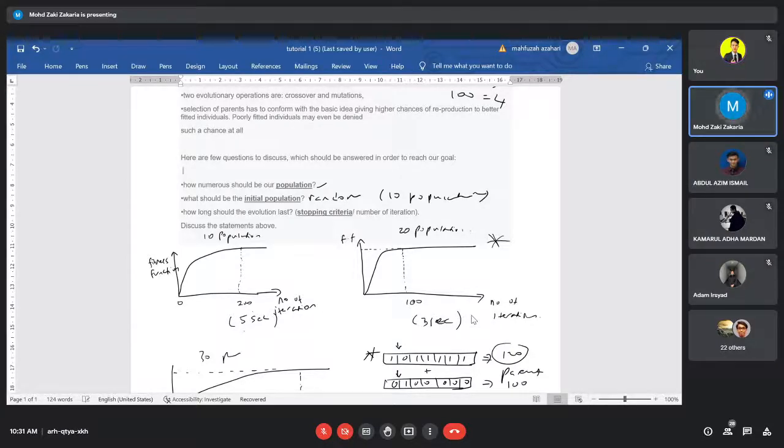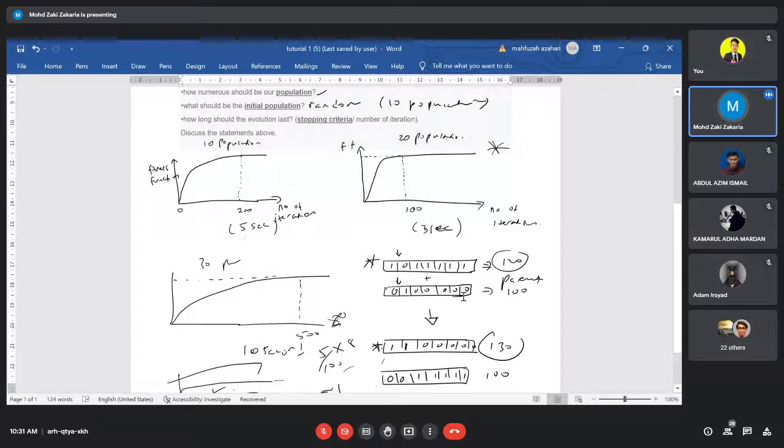But the next population is not random like the initial one. The next population we select based on the quality of the chromosome, but still the same size. The next population is better than the initial population because we do the comparison like this.